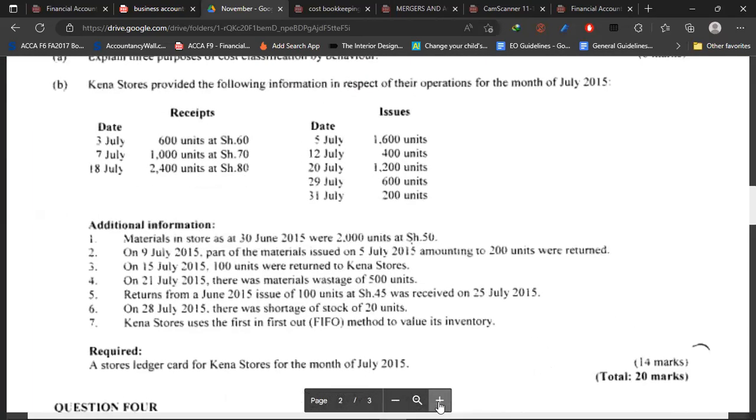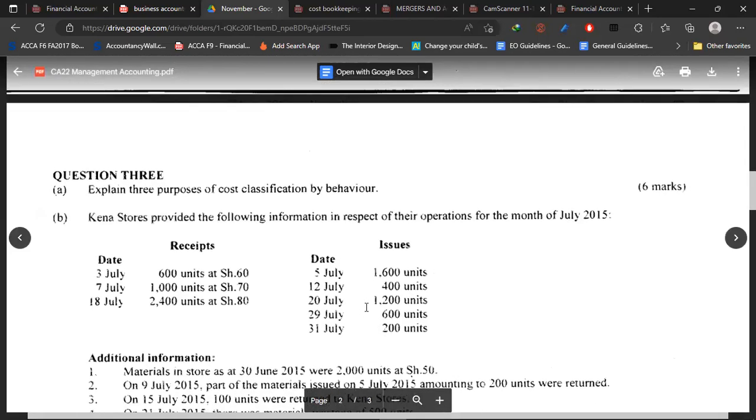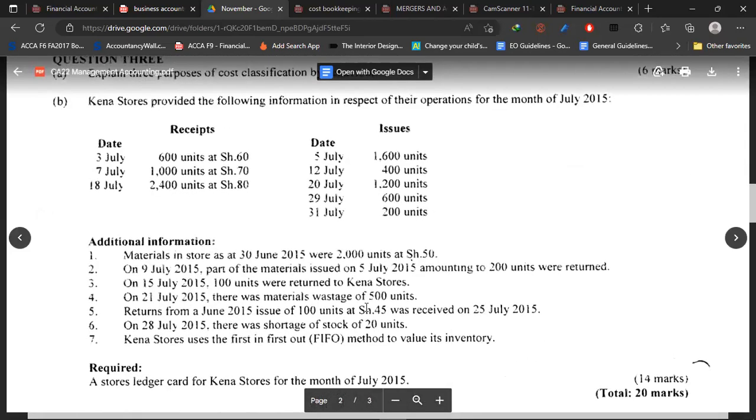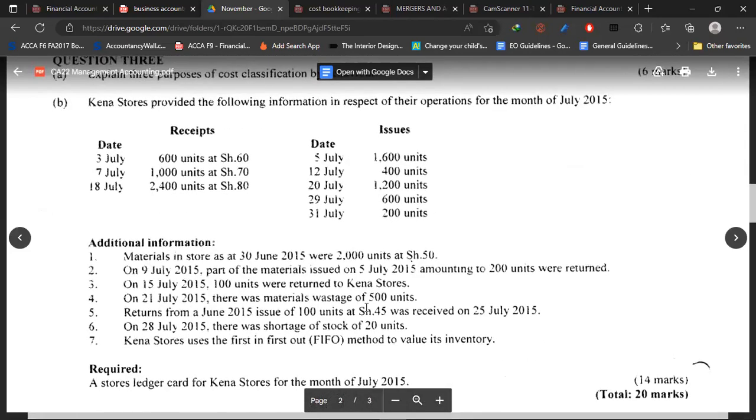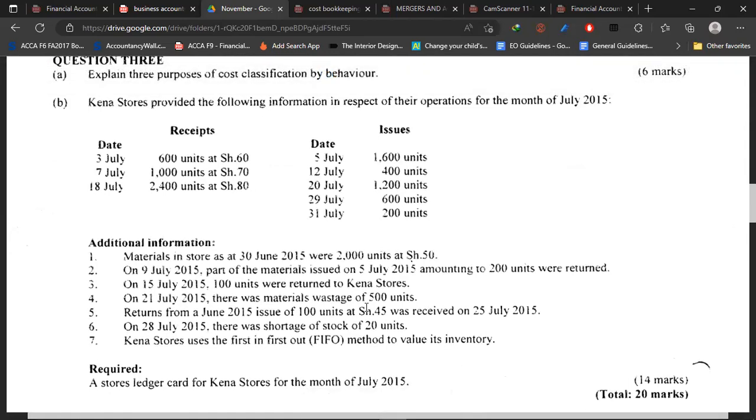Grace, can you read for us? The question is November 2015, question 3B. Read for us.